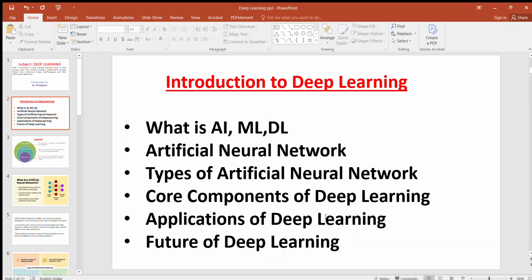Here we have seen what AI and ML are, what artificial neural networks are, the types of artificial neural networks, the core components, the applications of deep learning, and the future of deep learning. The future of deep learning means every application. Without deep learning and machine learning we can't develop even a single application. With the help of machine learning and deep learning, we are going to explain each and every application.